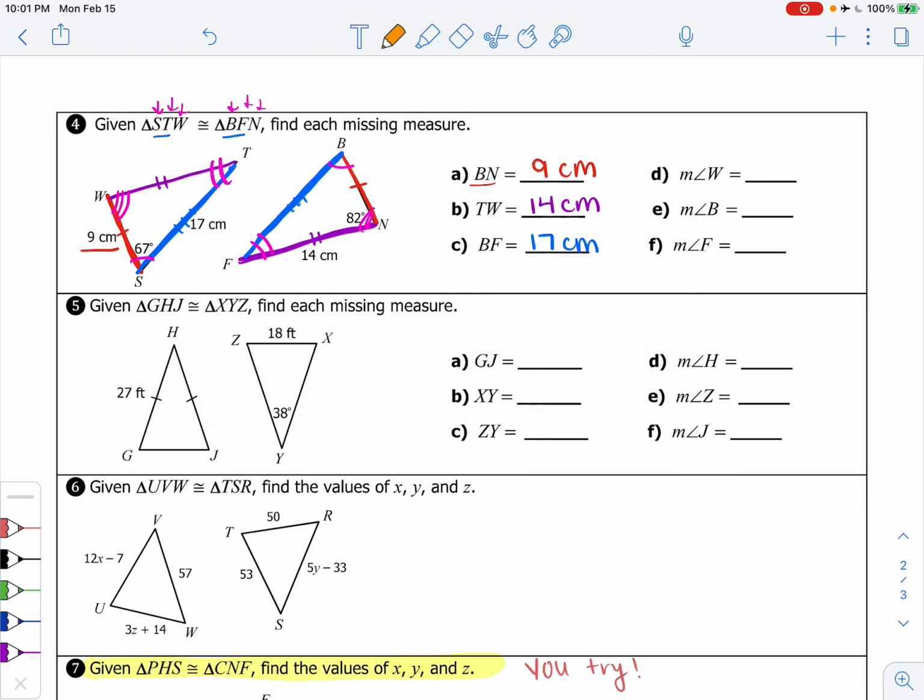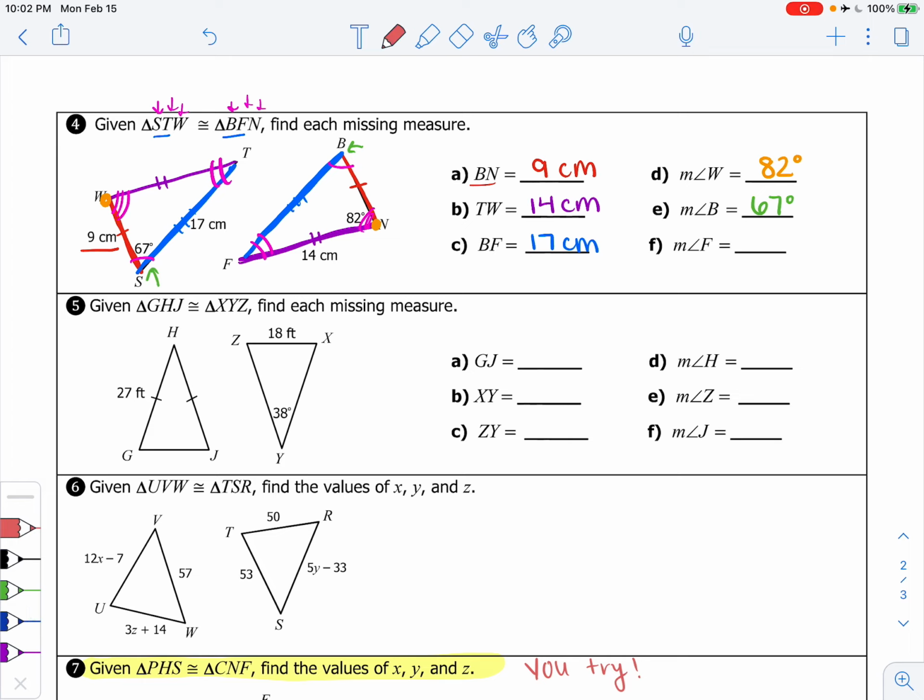So here in the first one, we're asked to find the measure of angle W. Well, here's W right here. And W corresponds with N. So because angle N is 82 degrees, I know that the measure of angle W also must be 82 degrees. All right, for the next one, I'm looking for the measure of angle B. B is up here. We said B was corresponding with S. Again, lucky for us, we know that S is 67 degrees. So B must also be 67 degrees.